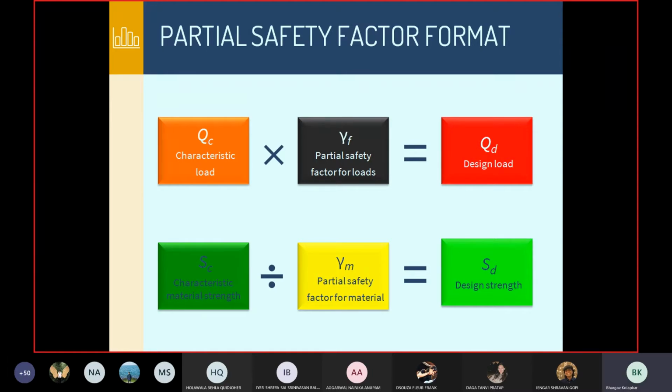And then we looked at partial safety factors, which help us to convert a characteristic load into a design load and a characteristic strength into a design strength. And we looked at what we are really trying to achieve by using all these factors.